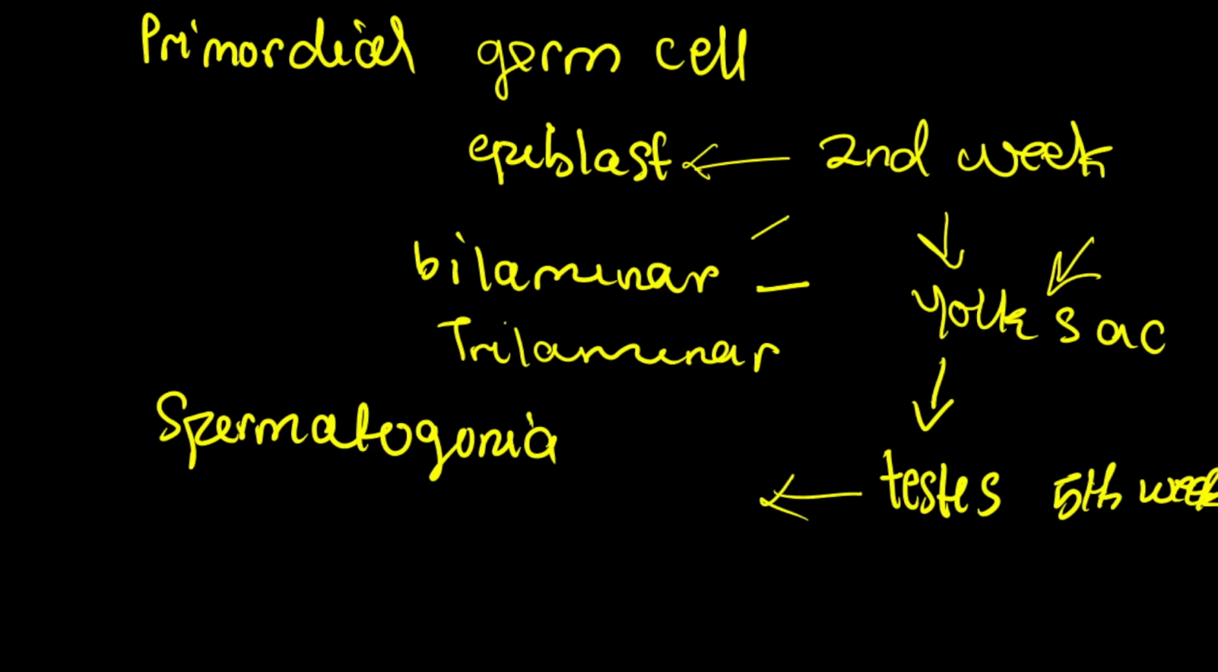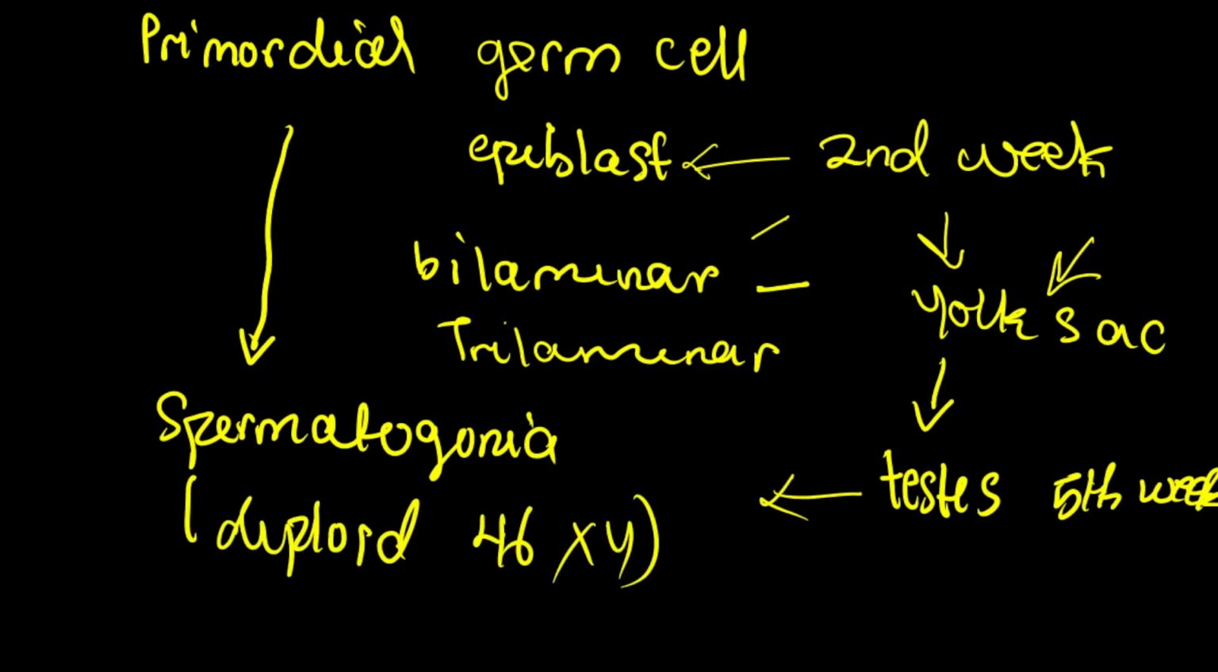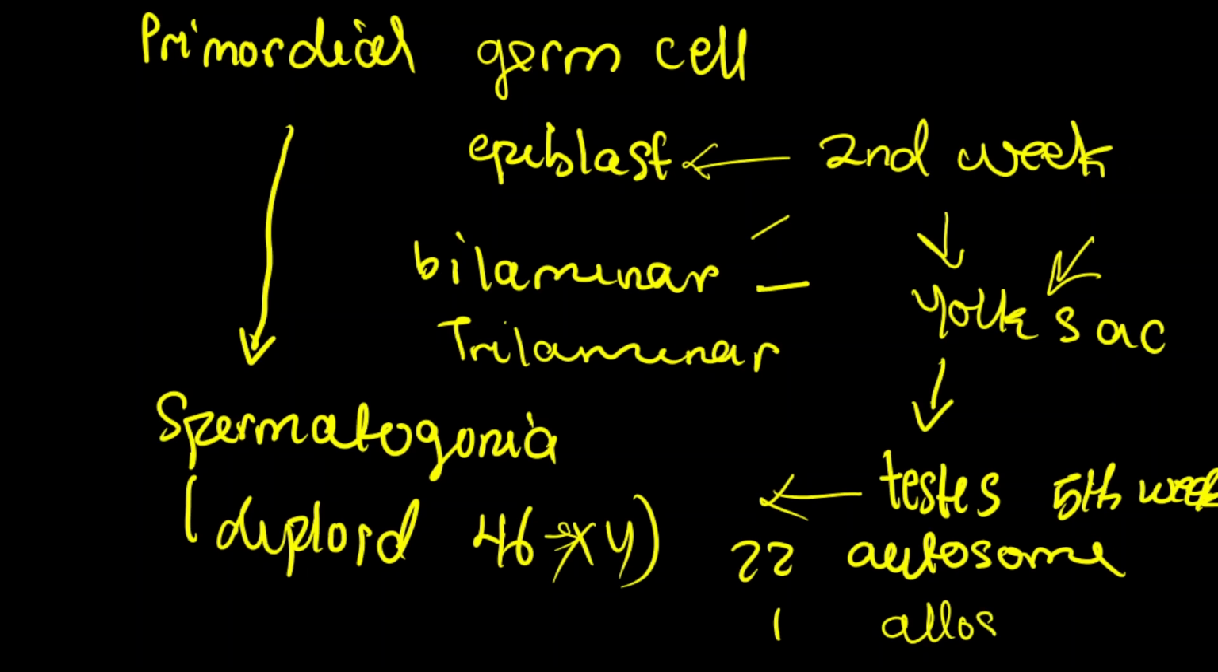In spermatogenesis, we just have a differentiation from primordial germ cells to spermatogonia, and it stops there up until puberty. Of course the spermatogonia is diploid, XY, because this is a male, so we have 22 pairs of autosomal or autosome chromosomes, and then a pair of allosomes, which are the sex chromosomes.